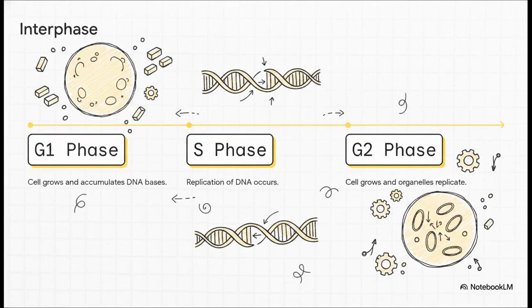The cell is physically growing in size, synthesizing specific enzymes, and crucially, accumulating the DNA base units it's going to need later. Next, we hit the S phase, or synthesis phase. This is the real magic moment where DNA replication actually happens. The chromatin material gets duplicated, so we end up with 2 exact copies. Finally, the cell enters the G2, or gap 2 phase. This is the pre-mitotic phase where the cell grows even more, replicates its organelles, and synthesizes the final enzymes required for the big upcoming division.